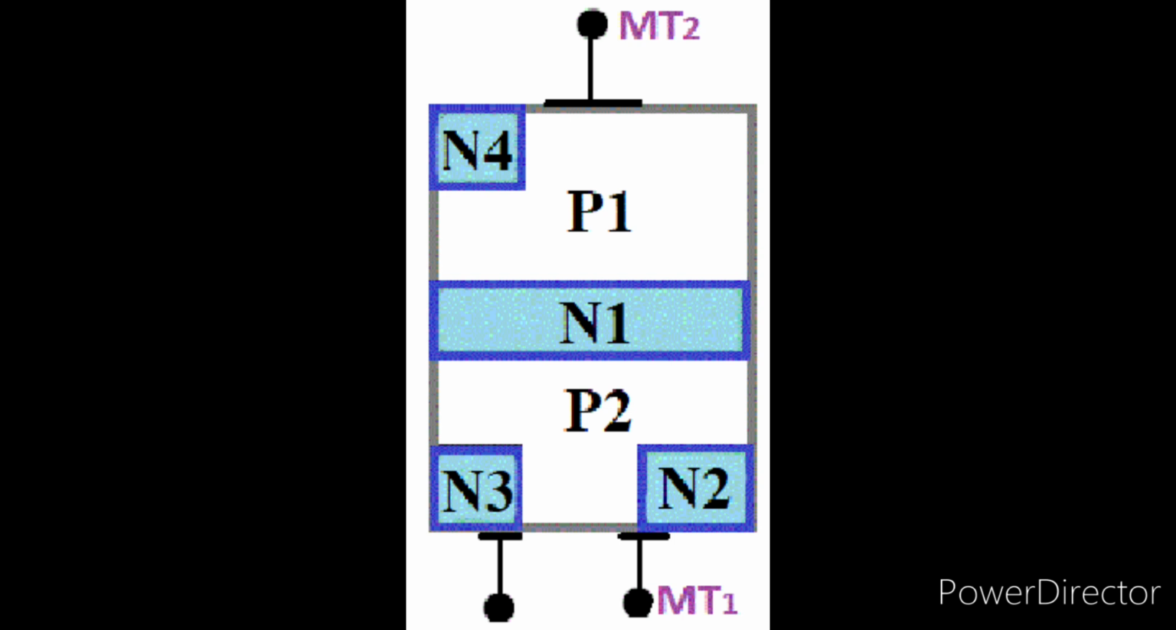So now, let us look at the operation of the TRIAC with the gate pulse applied. Gate voltage can be positive or negative.